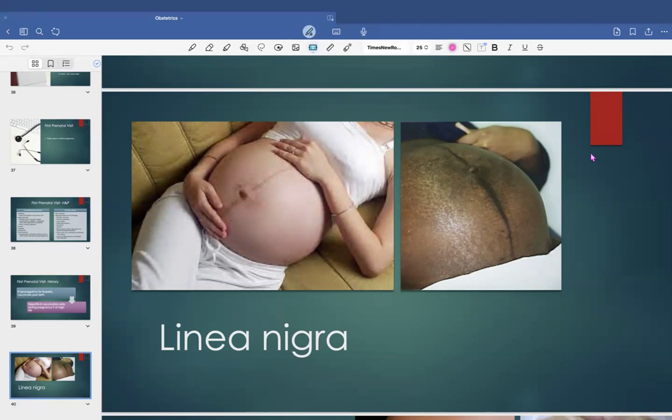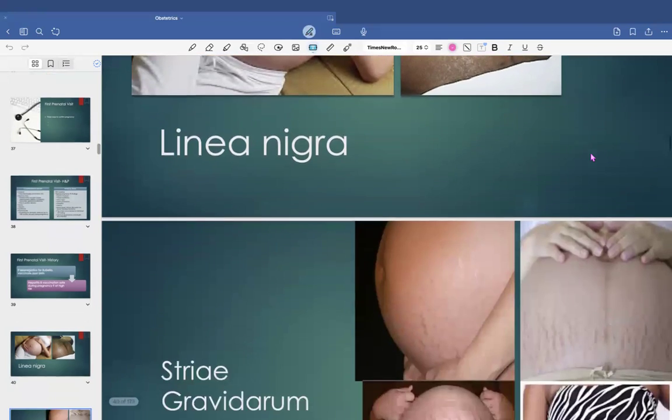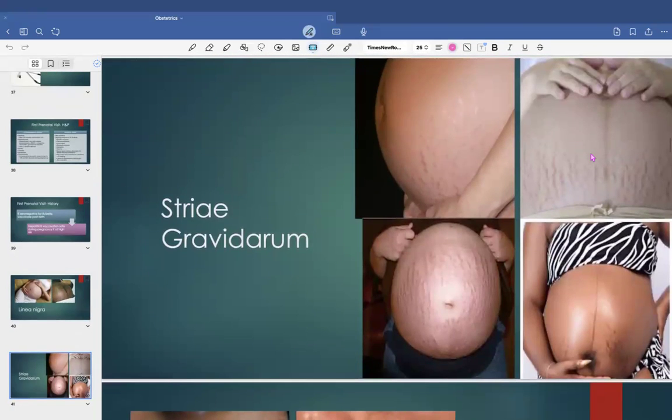Striae gravidarum, or stretch marks, develop on the abdomen as well. Generally, they become visible during later trimesters, around 6 or 7 months of pregnancy. But for some women, they'll start to see them as soon as their belly starts to grow. Some people think there's a genetic element to that.